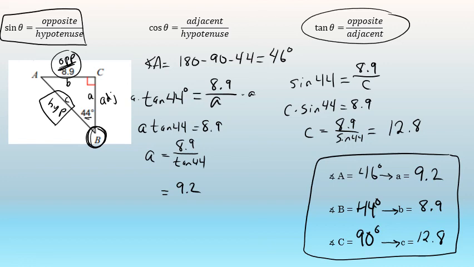This triangle solves to angle A being 46 degrees, angle B is 44 degrees, angle C is 90. Side A, 9.2, side B, 8.9, and side C, 12.8, if I round off those side lengths to the nearest tenth.